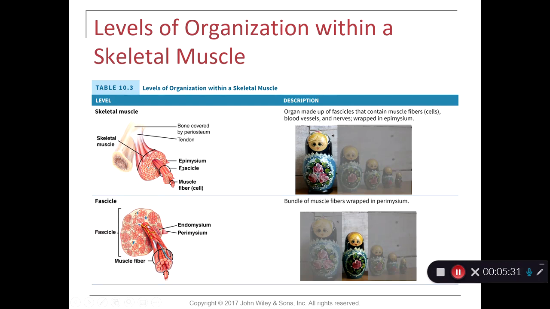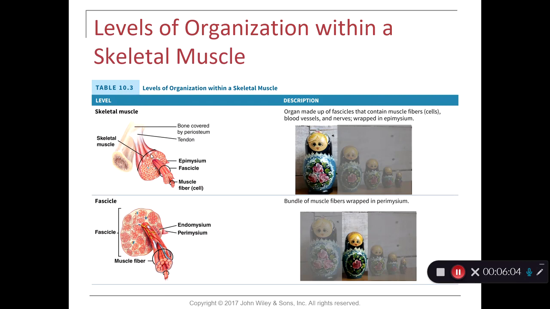Let's break that word down really quick. Anything with myo, M-Y-O or M-Y in it, means muscle. And epi means above or beyond, just at the tippy top of the whole thing. So we have the outermost portion of that muscle, that covering, so epimysium.